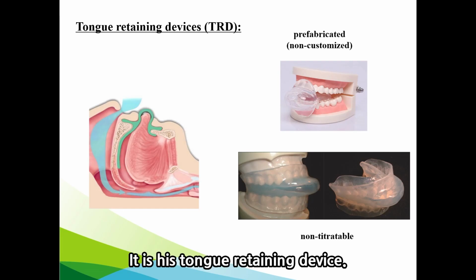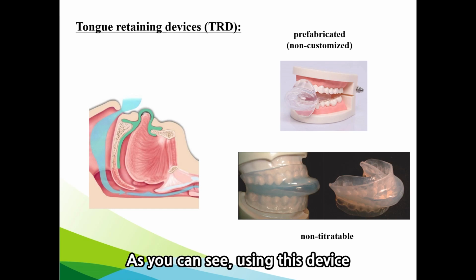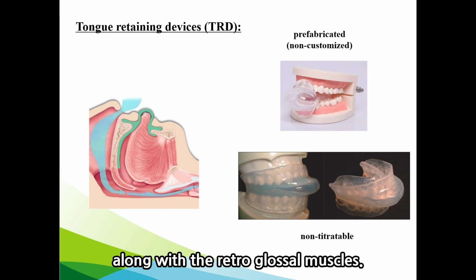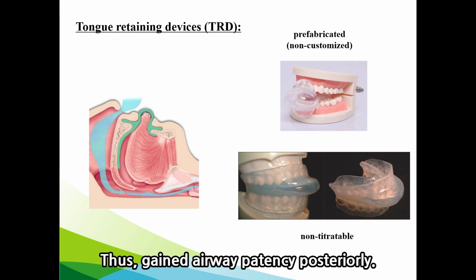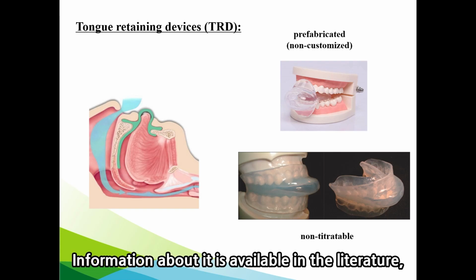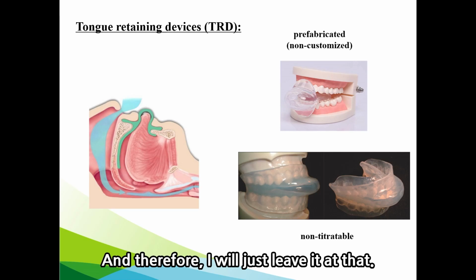This is tongue retaining device. As you can see, using this device, tongue is positioned forward inside the anterior plastic ball of the appliance, along with the retroglossal muscles, thus gaining airway patency posteriorly. It's prefabricated, non-titratable appliance. Information about it is available in the literature, but in practice, I haven't seen much, and therefore I'll just leave it at that.